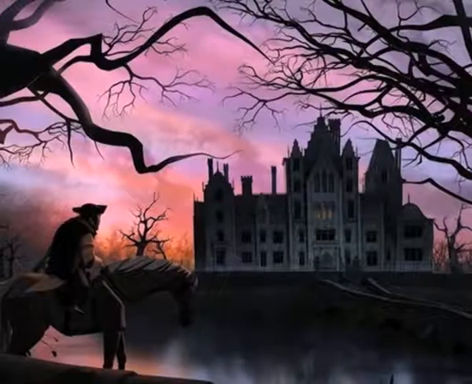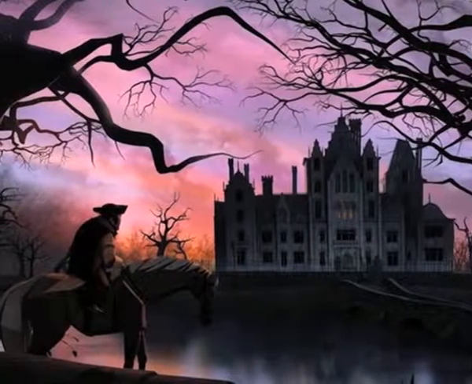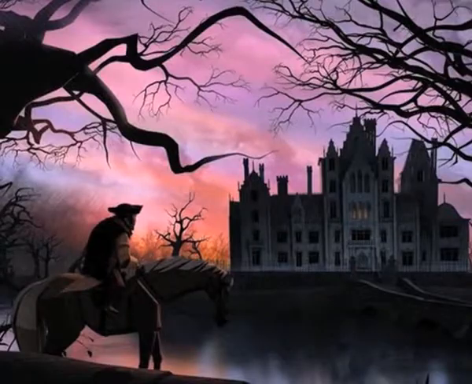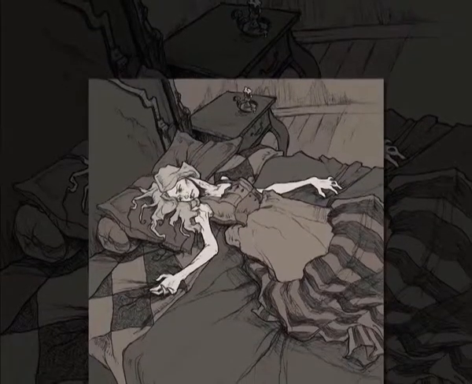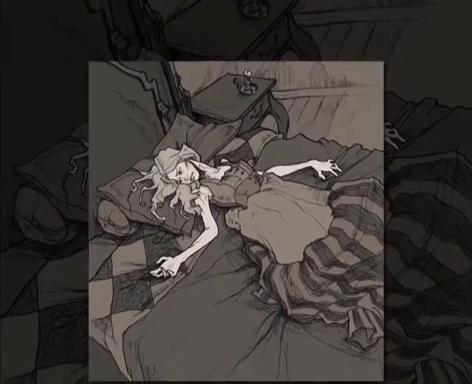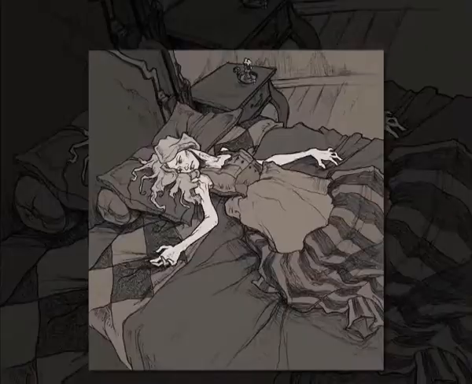An unnamed narrator visits the house of his childhood friend Roderick Usher. Roderick Usher lives in a huge mansion with his sister Madeline. Roderick Usher tells the unnamed narrator of the story that he suffers from hypersensitivity. He is sensitive to light, sound, smell. He hears things, he smells things that supposedly sometimes do not exist. He also informs the narrator that his sister Madeline suffers from some strange illness.